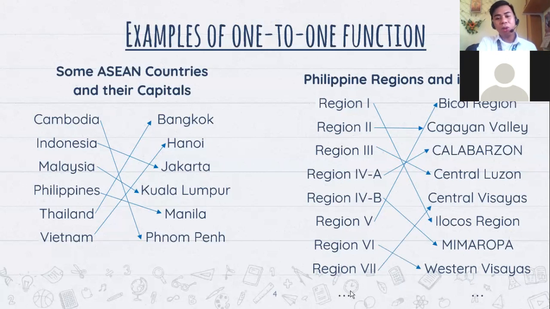Bakit may tutuldok sa last part ng ating list? Kasi we have 18 or 19 regions, kasi may mga dinagdag. Anyway, these are just the examples. And of course, each region has their own name and it's unique. So it's actually a one-to-one function.